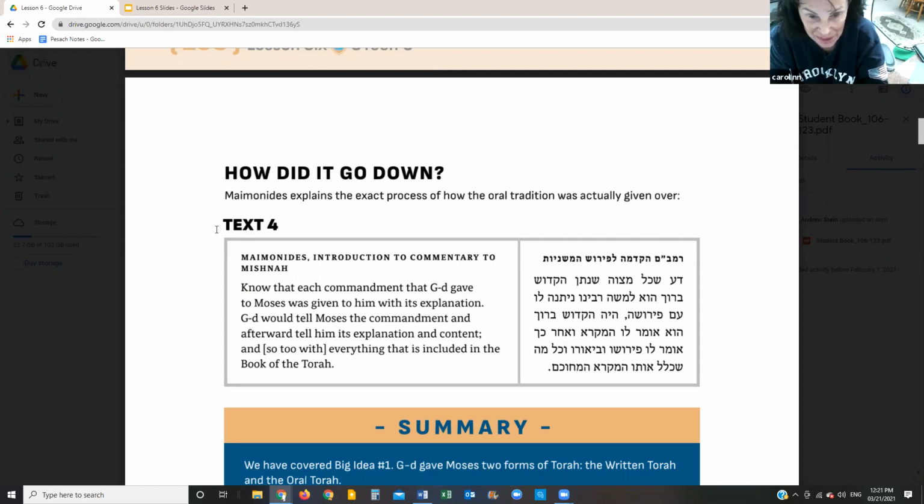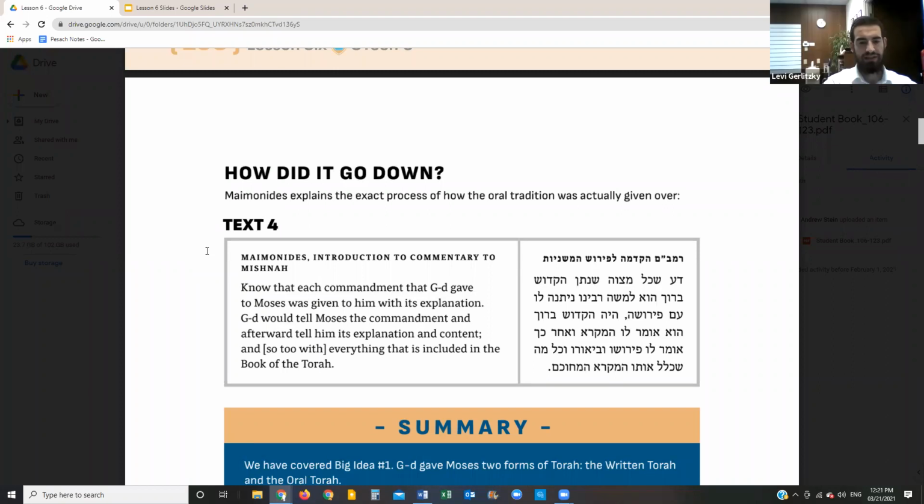Maimonides explains the exact process of how the oral tradition was actually given over. The Maimonides' introduction to commentary to Mishnah: Know that each commandment that God gave to Moses was given to him with its explanation. God would tell Moses the commandment and afterward tell him its explanation and content. And so too with everything that is included in the book of the Torah.